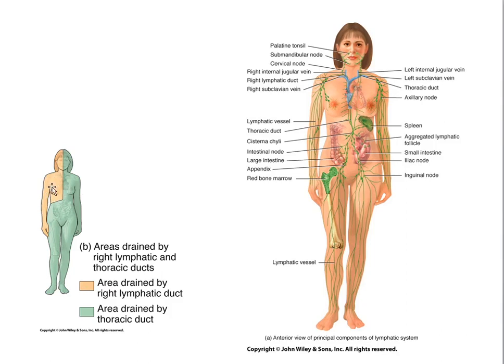So we can see it's not an even workload. Things are not distributed evenly. The thoracic duct is definitely doing the lion's share of the work when it comes to dumping lymph back into the venous bloodstream.